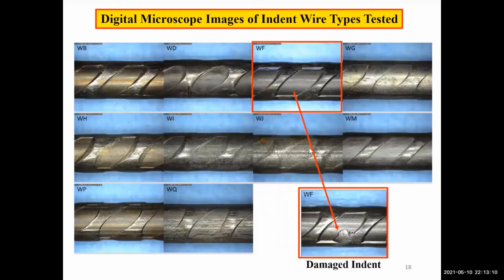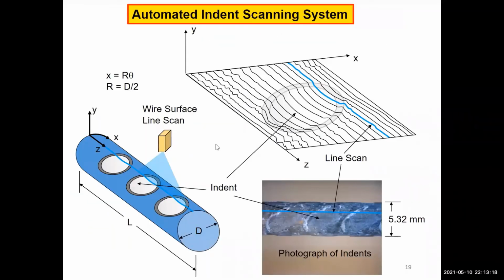This is a microscope image of some of the visual features on wires that we have tested. You can notice that you can also see damaged indents. We don't know exactly what the influence of that damage will be. We have developed an automated scanning system. This is a schematic of it.